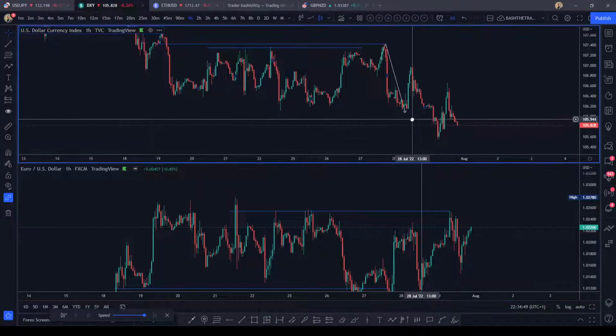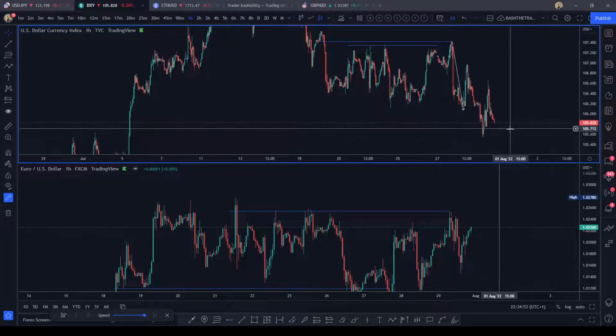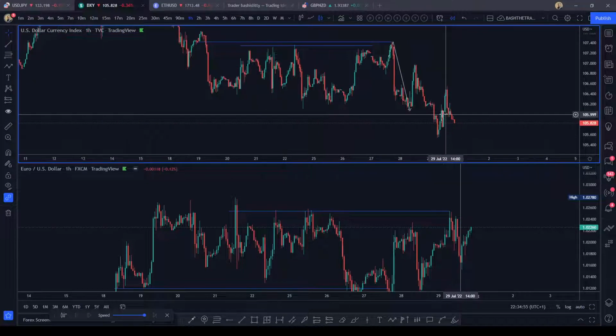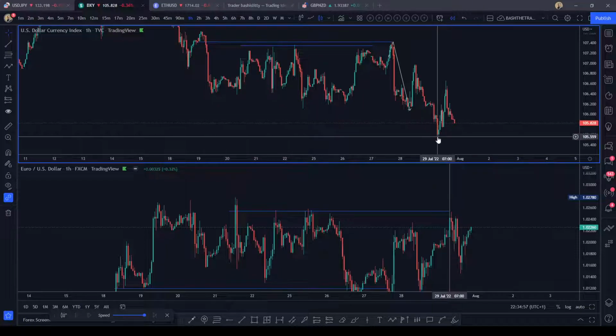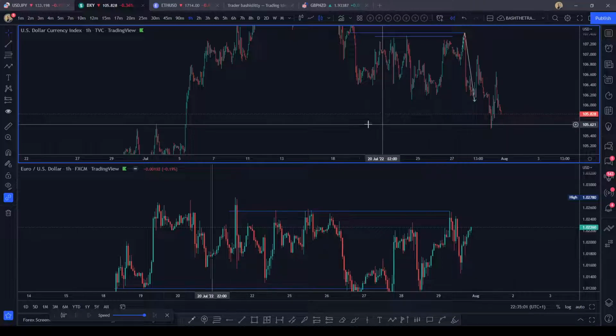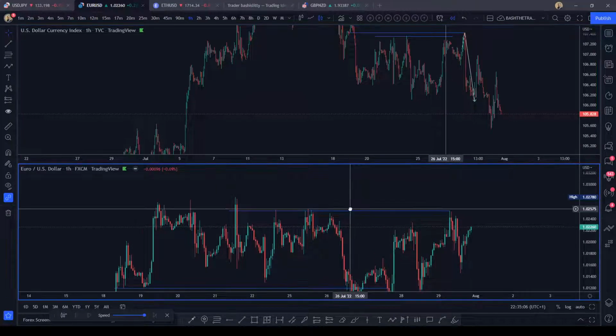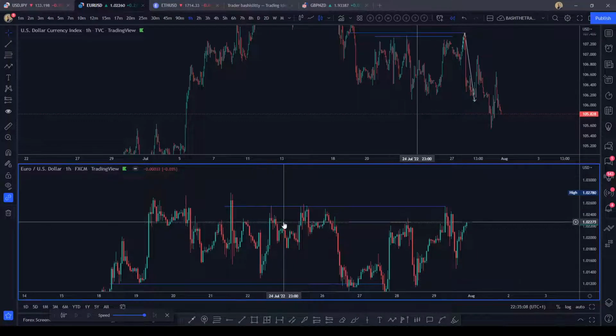So there is another. Let me see. Is there resistance here? Let me see where this happened. Okay, you see what I'm saying, right? You see how there is no resistance point here. You can see this is just an open space on the dollar index, but meanwhile on the euro USD there is resistance. So you can see how you can take advantage of this type of price movement.